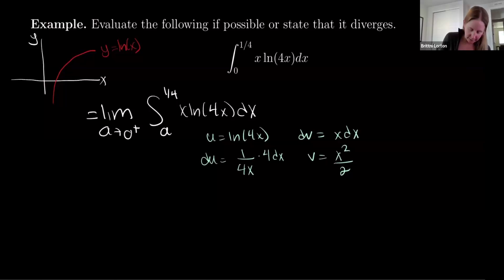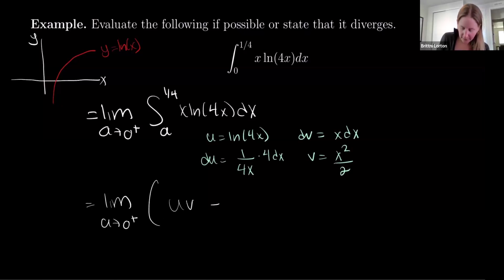We can do it. There's going to be a lot of work for this one. It's going to take up a lot of space. The integral, actually, let's do this. Sorry. It's uv minus the integral of v times du. That's the formula for integration by parts. And so let me fill in what I have.